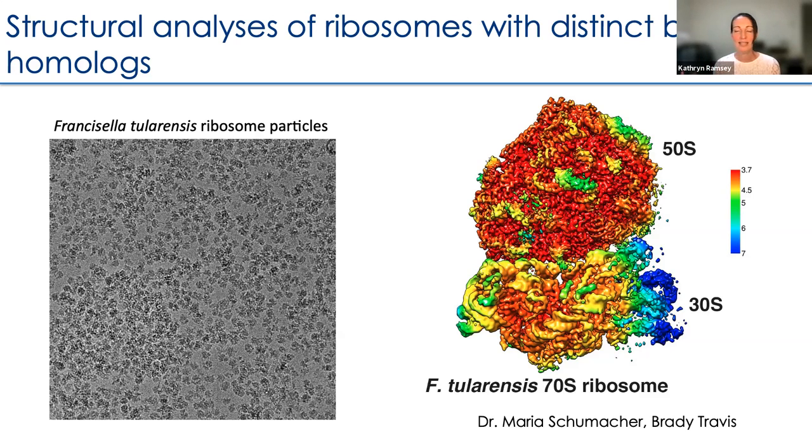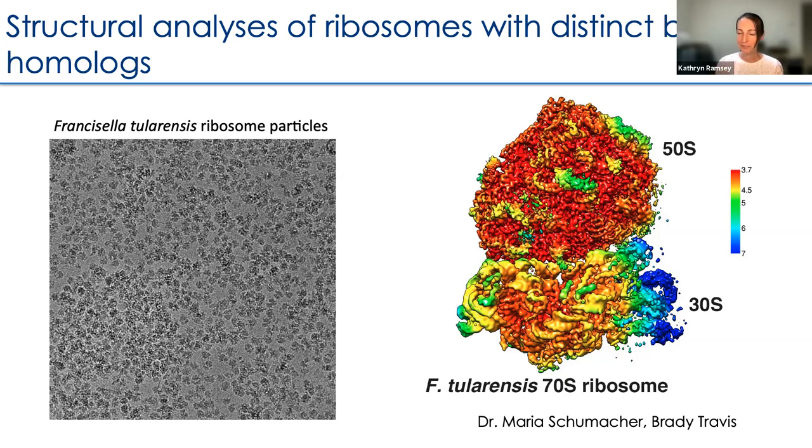And so we're really excited to continue generating structures for Francisella tularensis ribosomes, hopefully with these different homologs incorporated, translation initiation complexes, and be able to see at the molecular level what's happening when these ribosomes have different BS21 content.